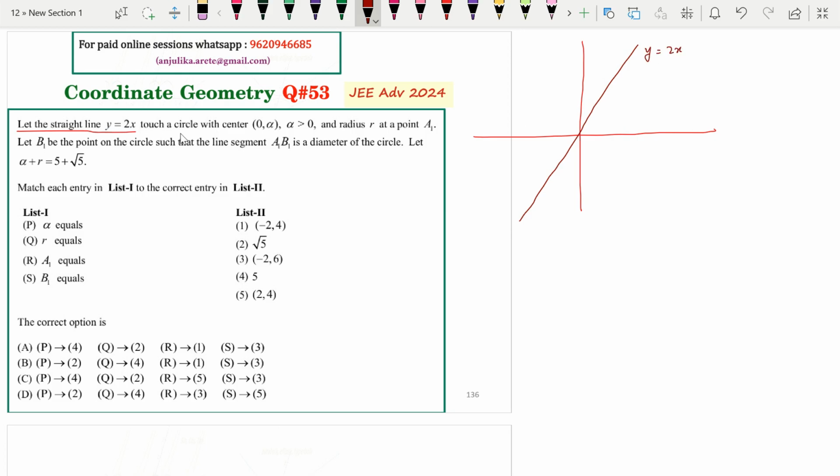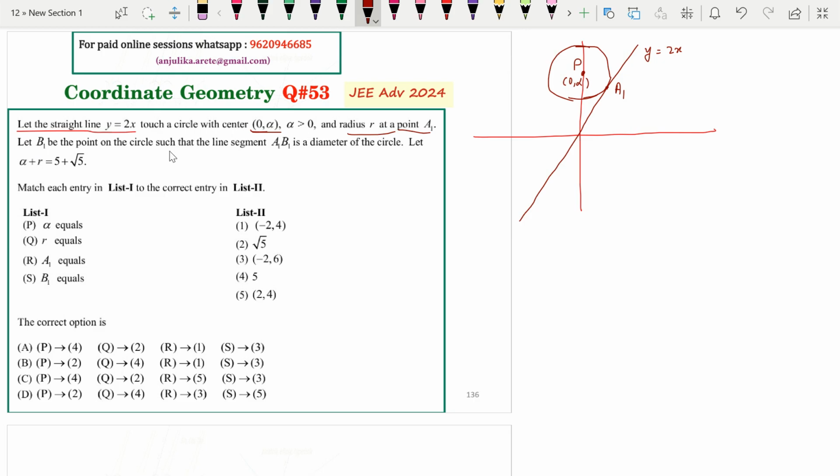Now touches the circle with center 0 alpha and radius r at the point A1. So let's draw that. This point is on the y-axis. Okay, so let's say the point is here somewhere. Okay, so 0 alpha, and now we will draw a circle such that it touches the line. Okay, somehow let me make it touch like that. So this is the point where it is touching. They are saying it is A1 point. This point is 0 comma alpha. Let's name this point also. Let's call it P.